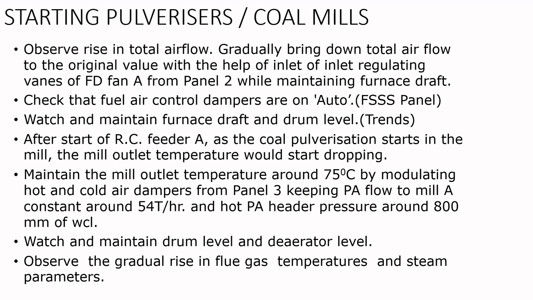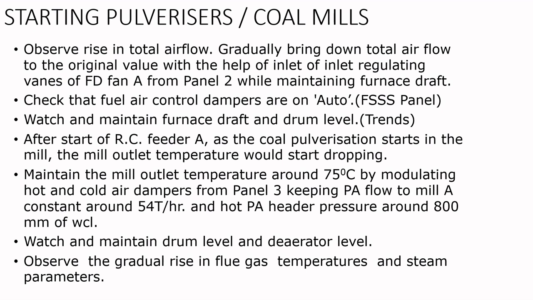Gradually bring down the total airflow to the original value, the value that was there before starting the coal mill. You can bring it back to the original value with the help of inlet regulating vanes of FD fan A and FD fan B. You can operate the vanes, but when you do this, you should check the furnace draft also, because it will fluctuate. So you maintain the furnace draft within control, and then you can operate the dampers of FD fan.